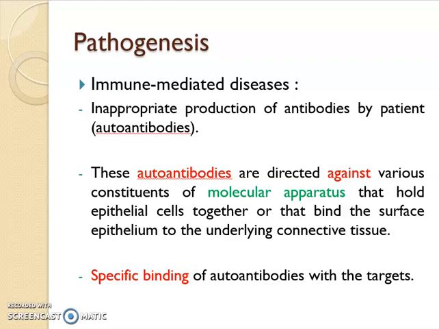What does it mean? It is an inappropriate production of antibodies by patients, causing destruction of the structures at the epithelium region. These autoantibodies are directed against various constituents of the molecular apparatus that hold epithelial cells together or that bind the surface epithelium to the underlying connective tissue. And it is very specific. They have a specific binding of autoantibodies with the targets, right?